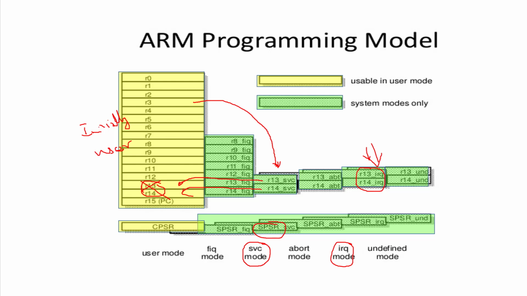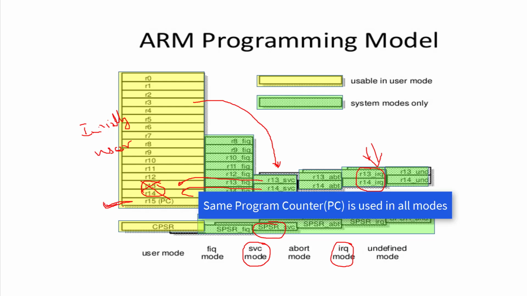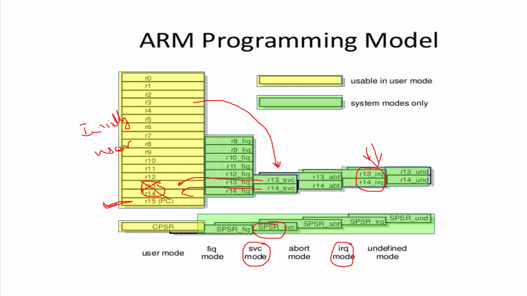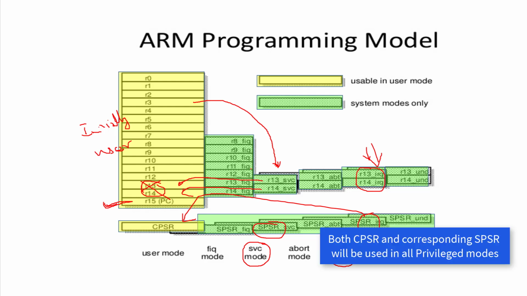will be used. Okay, apart from this, you see this R15, which is the program counter. This program counter will also be used. Okay, so R0 to R12 will be used. Along with that, R0 to R12 and R15 will be same, but this R13_IRQ, R14_IRQ and the SPSR_IRQ, all these three registers will replace here. Okay, so that is how the ARM processor will change its modes of operation.